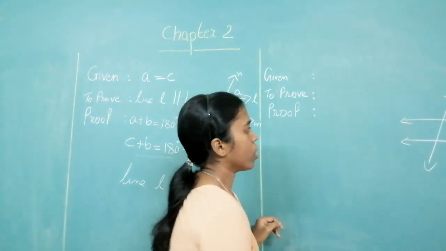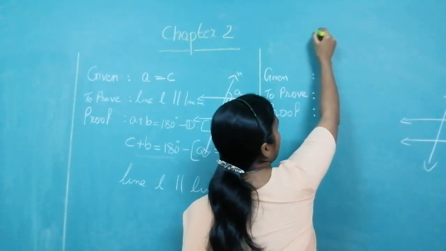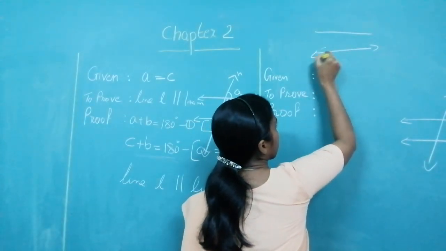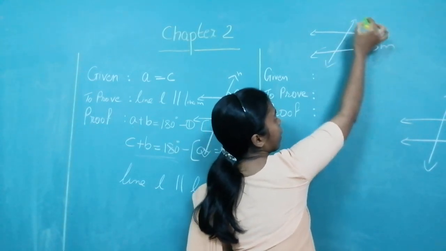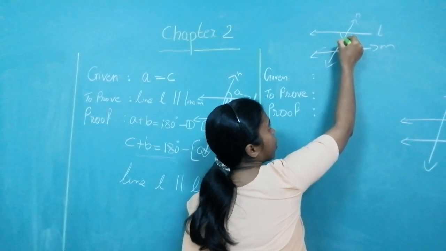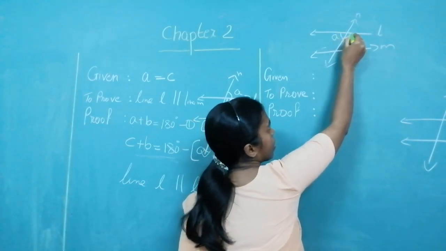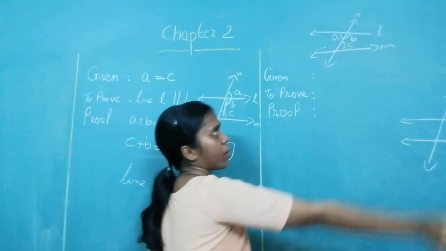Okay, since that is not coming in the diagram, I am drawing the diagram over here. You have 2 lines. I name them as L, M, N. Now I have to show alternate, so I mark this B and C.